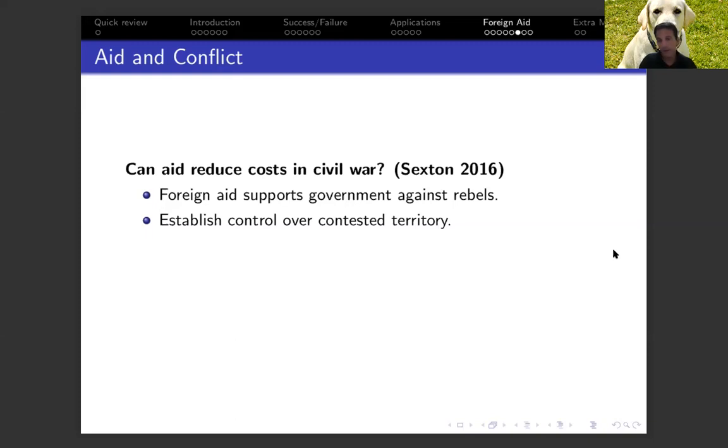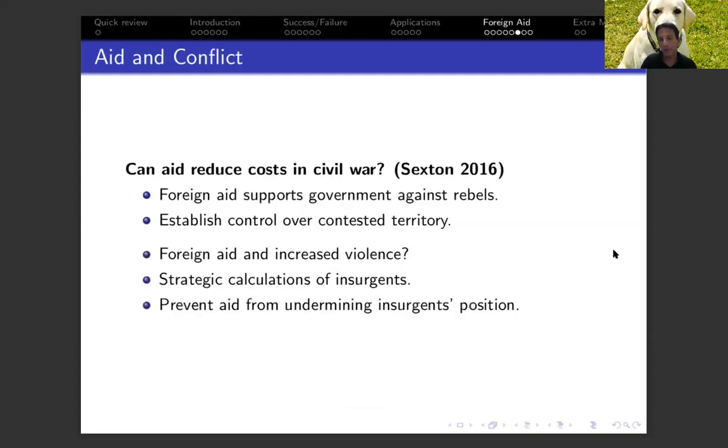Now, the author raises a very important issue. Is it possible that foreign aid will actually lead to an increase in violence? The logic for that is we have to think about the strategic calculations of participants in a civil conflict and their incentives to actually derail the potential benefits of aid.